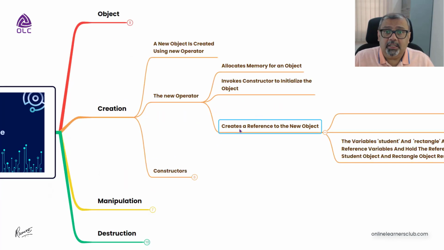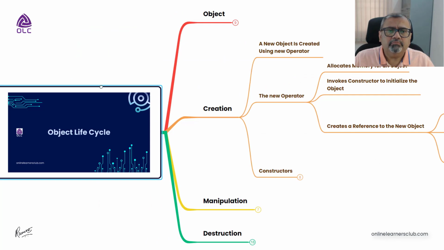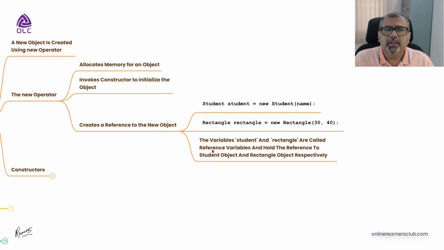Not only that, the new operator also returns a reference to the newly created object. For example, as you see here, we have a new object created as an instance of a class called Student, and you initialize it by passing name as a parameter. This is where the constructor comes into the picture. Similarly, a Rectangle takes width and height, so that data is passed.